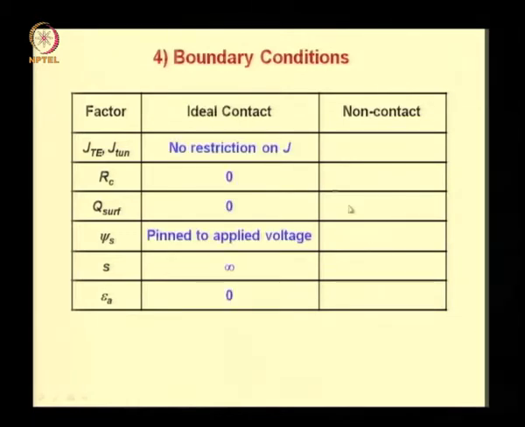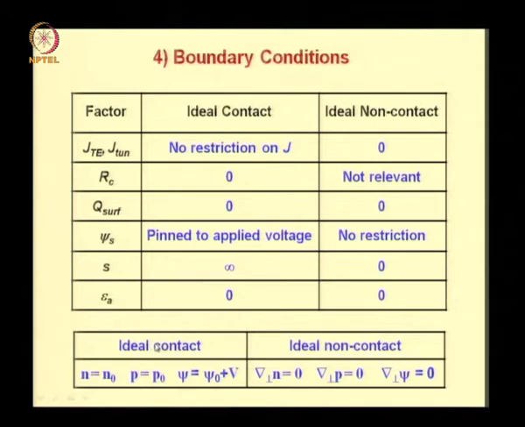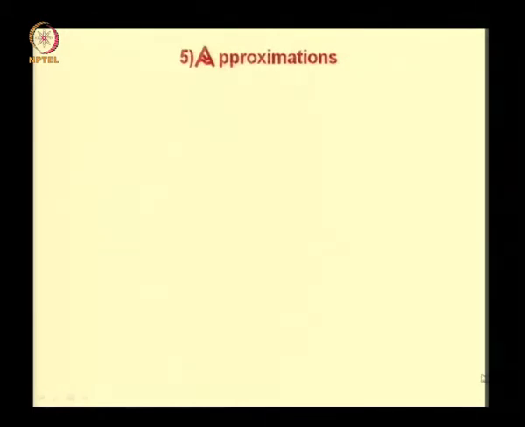We said that we shall use in our modeling the boundary conditions corresponding to ideal contact, which are described by these conditions of the factors, and for ideal non-contacts they are described by these conditions. At the ideal contact, the electron and hole concentrations are equal to equilibrium value and the potential is equal to built-in potential plus the applied voltage, while at ideal non-contact normal gradients of electron and hole concentrations and potential are 0.